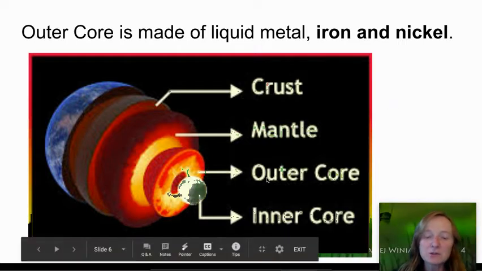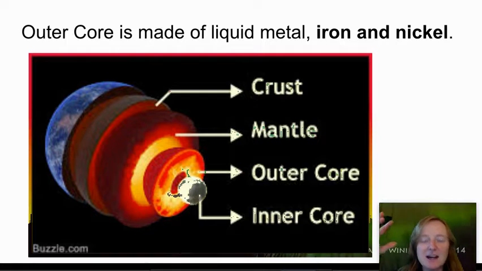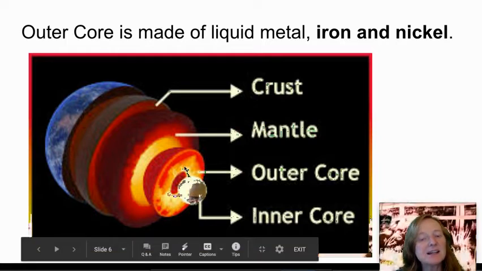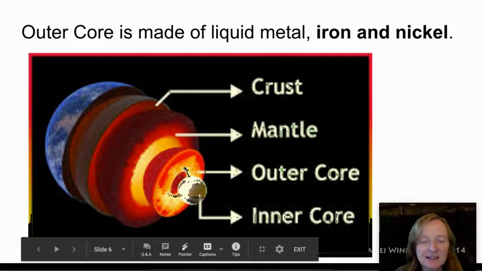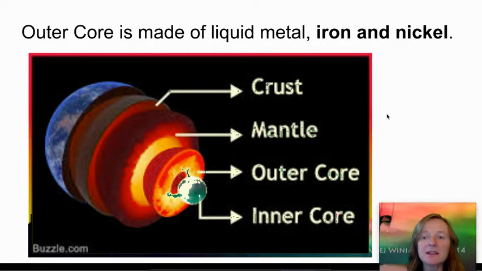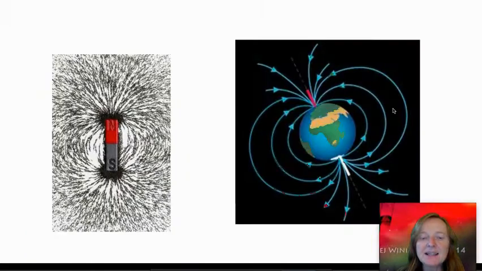So as the earth was cooling, those heavier elements like iron and nickel migrated down to this section. It is incredibly hot, not enough pressure to make it solid like the inner core. But that outer core is this liquid, and the liquid is on the move. It's flowing up and down, and it's going to create a magnetic field.